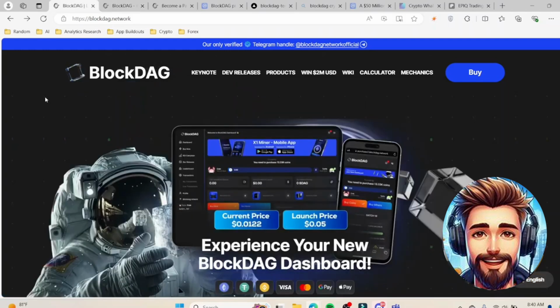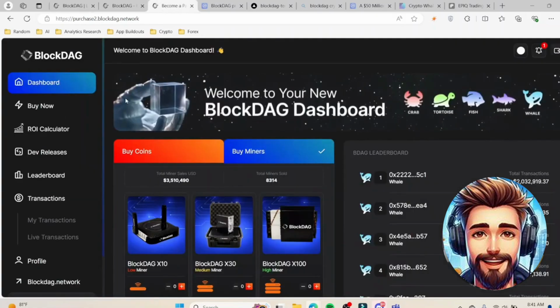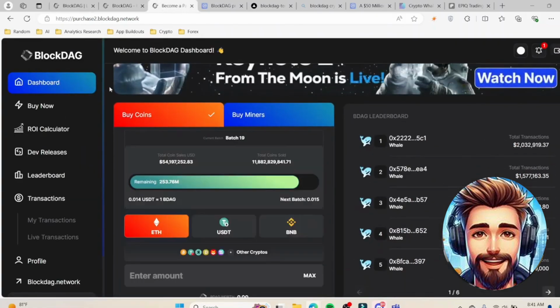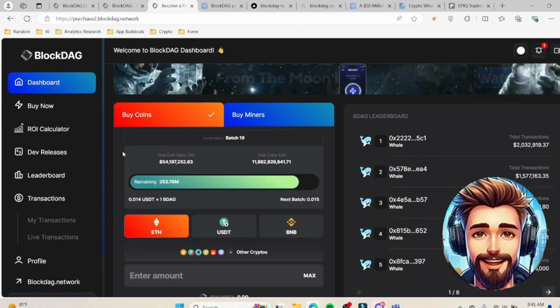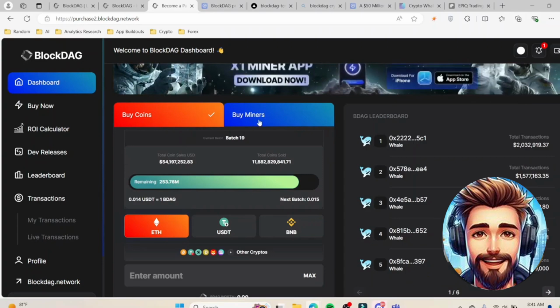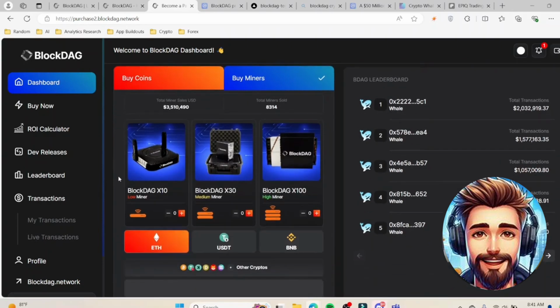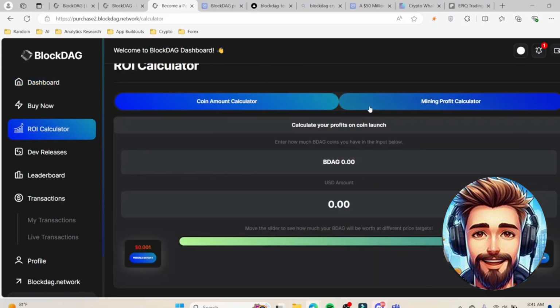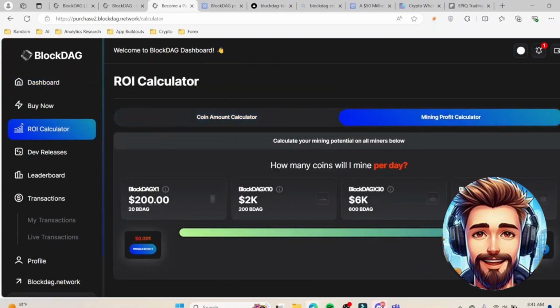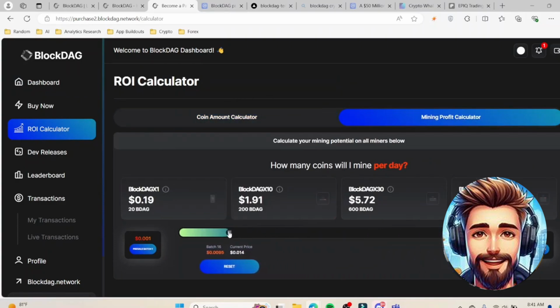Now, right off the bat, when you go to their website, the first thing you can see is the BlockDAG dashboard, so we'll take a look at that first. When you go on the dashboard, the first thing you'll be able to do is buy some of these BlockDAG tokens in the pre-sale. At the same time, you can see that they do have miners that you can purchase with ETH, USDT, BNB, and it'll give you different rewards. You can see the ROI calculator, mining profit, and the price right now is 0.14, so we can move the slider to 0.14 and get accurate prices.